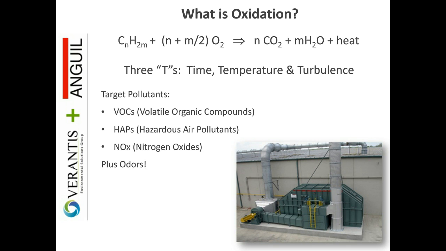And then we need turbulence. We don't want laminar flow, so we do need to have proper turbulence to make sure we get mixing. And if the oxidizer is designed and operated properly, those 3 T's will result in, again, 98 to 99% destruction efficiency. So what are we targeting here? VOCs, volatile organic compounds, HAPs, hazardous air pollutants, and HAPs are essentially VOCs with additional harmful side effects. NOx, nitrous oxide emissions, and then the last one on there, odor. People tend to not realize you can use oxidizers, specifically thermal oxidizers, for odor control.